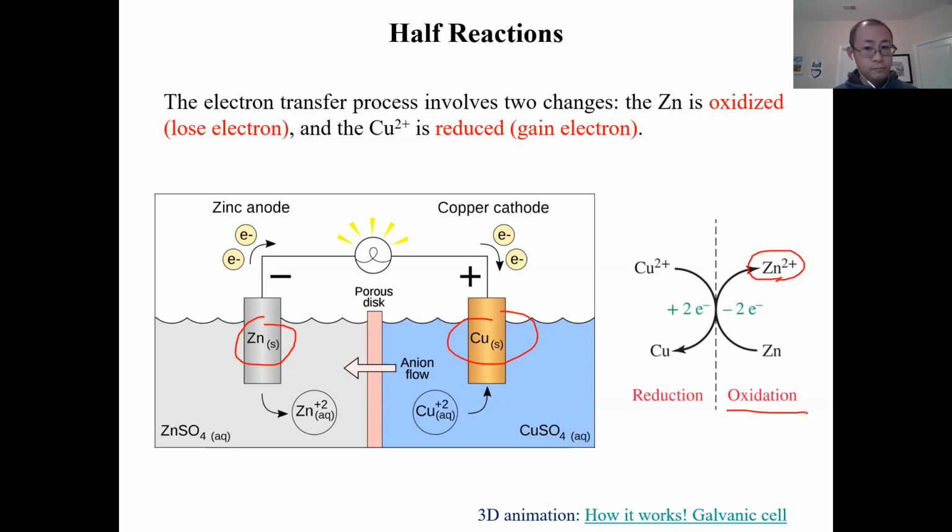And meanwhile, these 2 electrons will be received by copper 2 plus ion in the copper solution. And these 2 electrons will change the copper 2 plus ion into copper metal, which will be deposited on this copper metal here. And this process of receiving electrons, of gaining electrons, we call the reduction process.